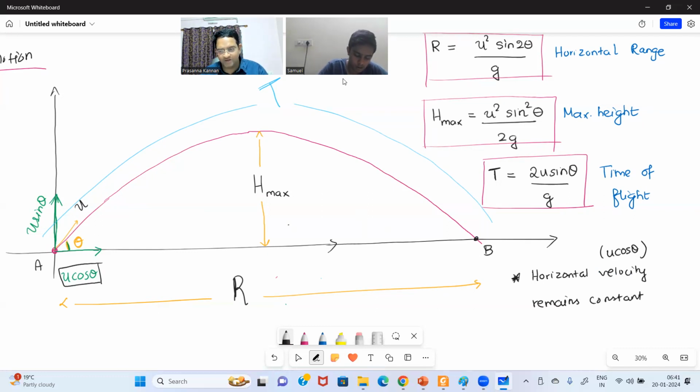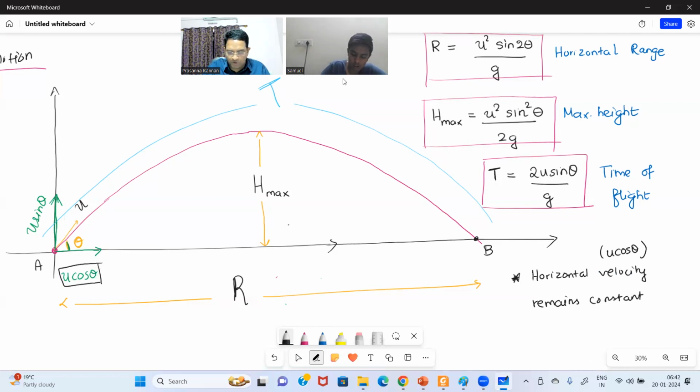But that is not true with the vertical velocity, because when you throw a projectile, is there any force in the y direction, in the vertical direction? Which force? The acceleration due to gravitational force. Yes, gravitational force acts in the vertical direction, because of which the vertical velocity will not remain constant. It will keep changing.